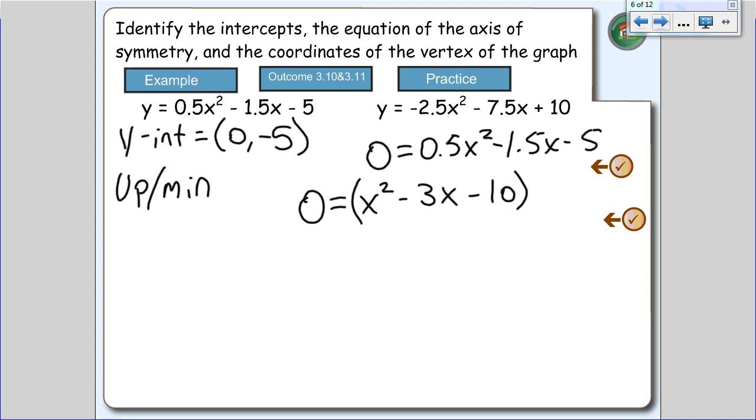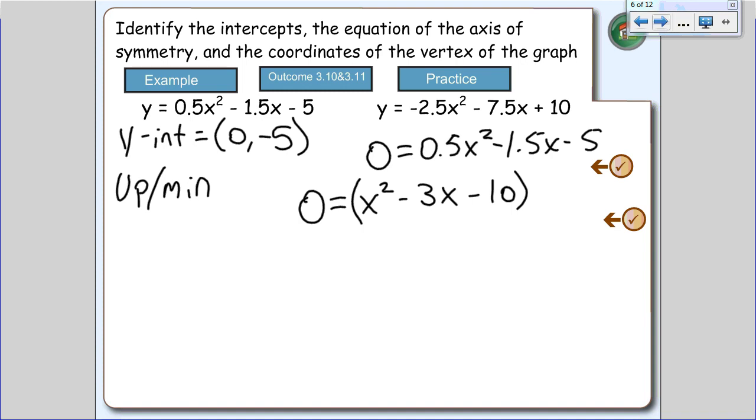Okay, because I'm looking for x-intercepts, which means y is 0. So I changed my y to be 0. Answer the question. The y-intercept. Right, so that's the y-intercept. We're doing x-intercepts now.